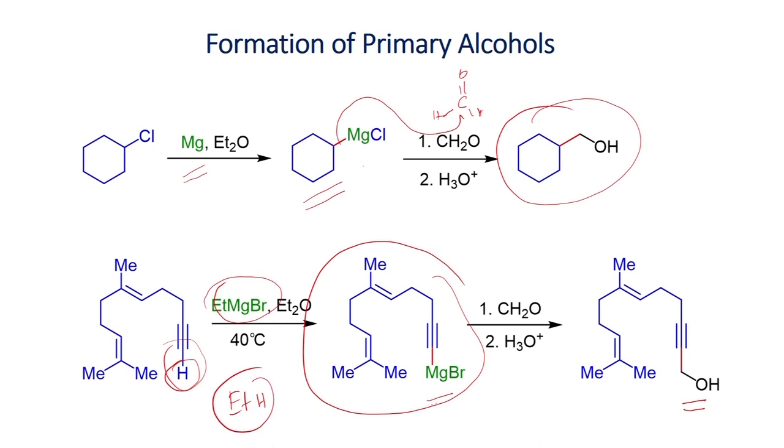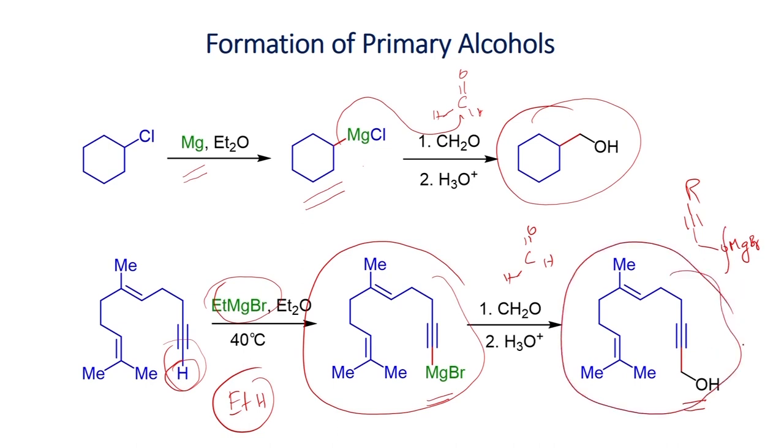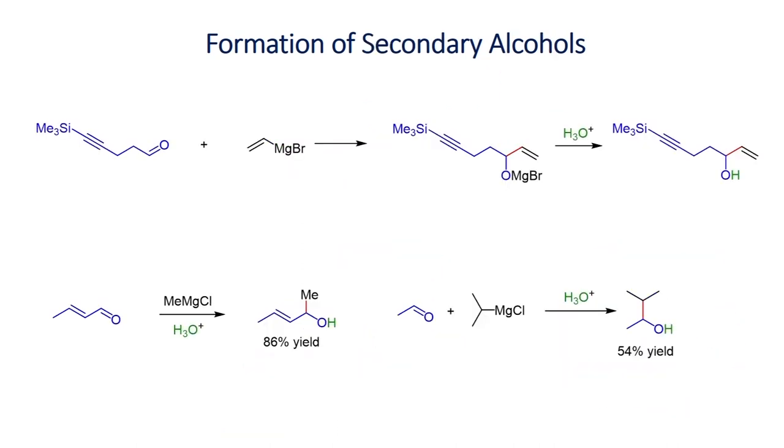Once you form this one, which can readily undergo addition reaction with this formaldehyde to give the corresponding magnesium salt. Once you form this one, when you do the workup, you will be able to generate propargylic alcohol as the product. The next example involves the reaction of aldehydes with the Grignard reagent to give secondary alcohols.